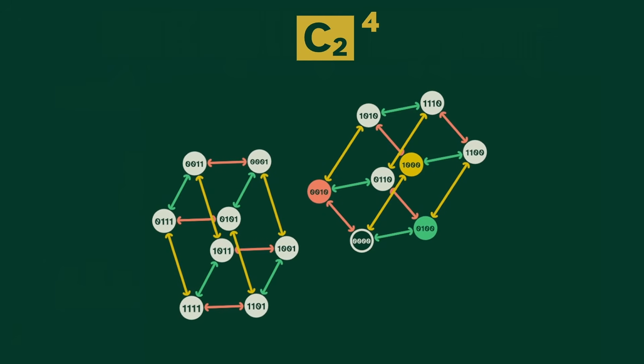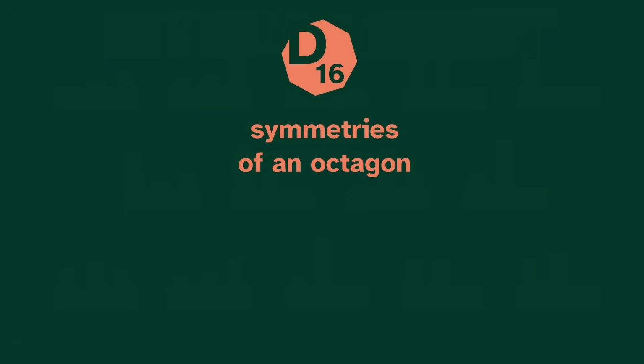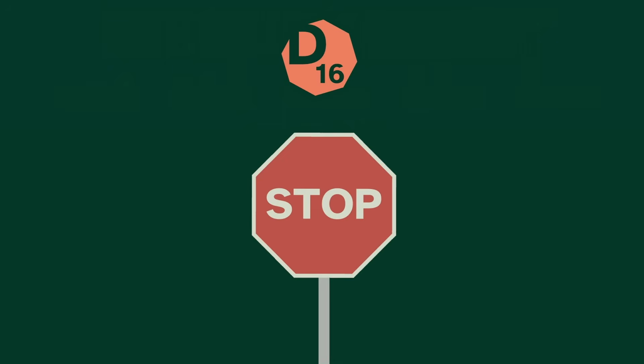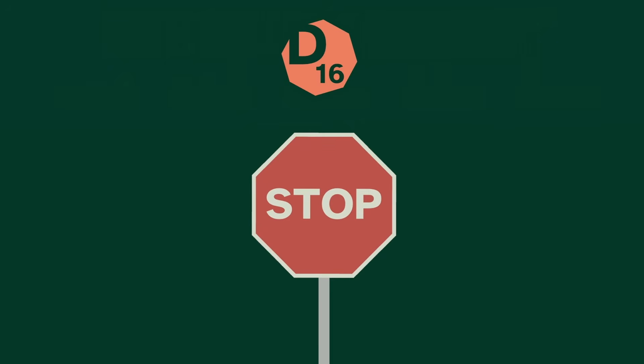Now can we do nonabelian? Yes, we can. So of course we have D16, the symmetries of an octagon. Oh, it's getting dangerous. Dangerous? Yeah, now the stop sign can flip. People probably won't even see it. No, nobody's flipping stop signs.